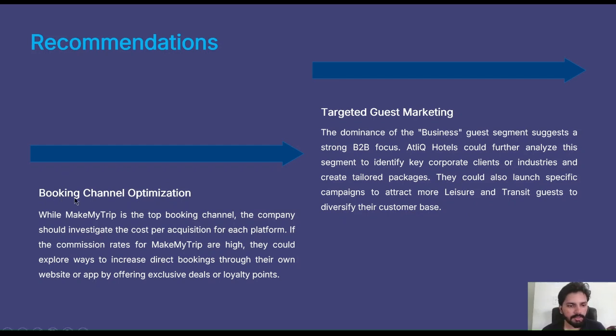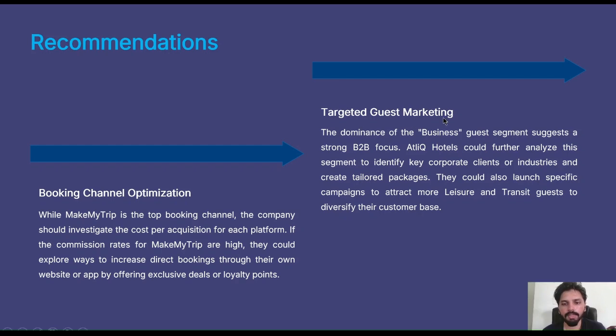Now, some recommendations for booking channel optimization. While we can see Make My Trip is the top booking channel, the company should also investigate the cost per acquisition for each platform. If they find that commission rates for Make My Trip are higher, they could explore ways to direct bookings through their own platform by giving some offers, deals, or loyalty points.